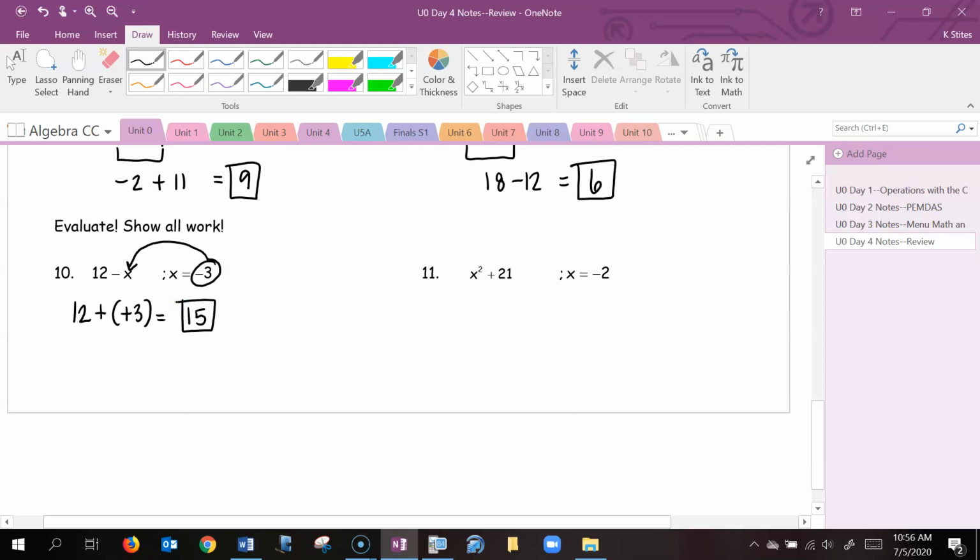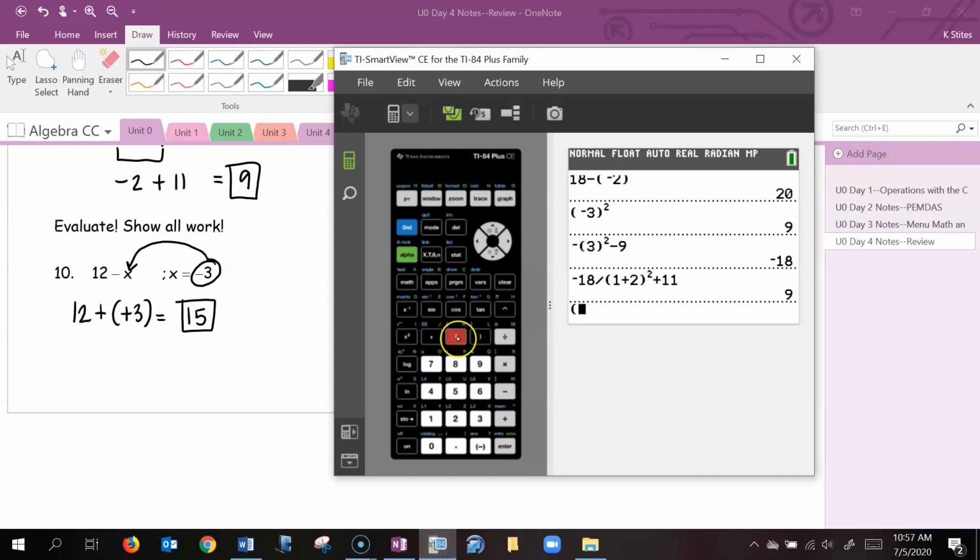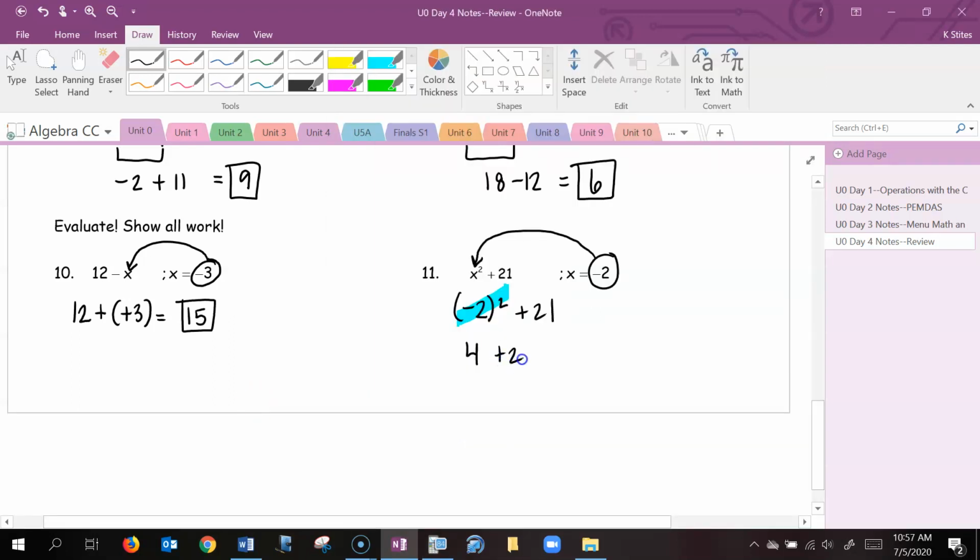All right. And last one, -2, substituting in place of x. Make sure that exponent goes on the outside of your parentheses. And again, be careful when you're evaluating. -2 squared with these parentheses here is a +4. Okay, this is something a lot of people mess up. You do want to make sure you have those parentheses there. So just 4 plus 21 is 25 for your final answer.